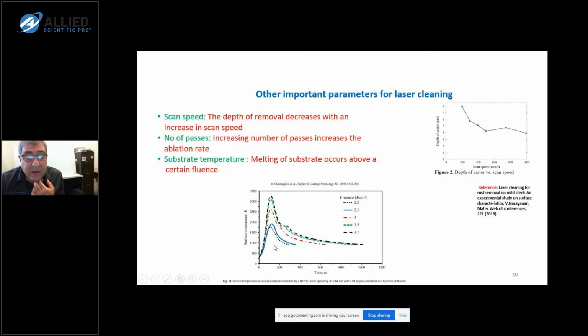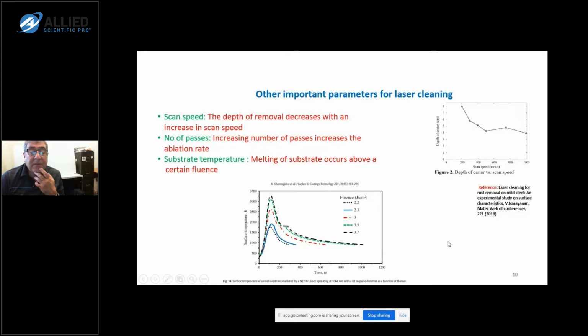Now, also you have to take care of the temperatures. For example, in this graph, in Shamsu Joha's paper, who I think is a Malaysian author, you see that when the fluence is below 3 joules per centimeter square, there is no heating. The temperature is below the melting point of the steel. This is for a steel substrate. But as soon as the fluence rises above 3 joules per centimeter square, there's a big increase in temperature and melting takes place in the substrate.